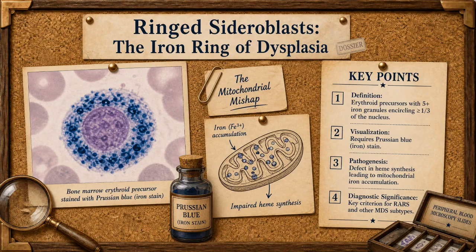It's also important to differentiate ring sideroblasts from normal sideroblasts. Normal sideroblasts are erythroid precursors that contain a few, scattered iron granules in their cytoplasm. The distinction lies in the number of granules and, crucially, their paranuclear distribution, that characteristic ring. Your ability to make this distinction accurately, using the Prussian blue stain, is a testament to your specialized skills as histotechs. Next, let's briefly touch upon megablastoid development in the context of MDS.